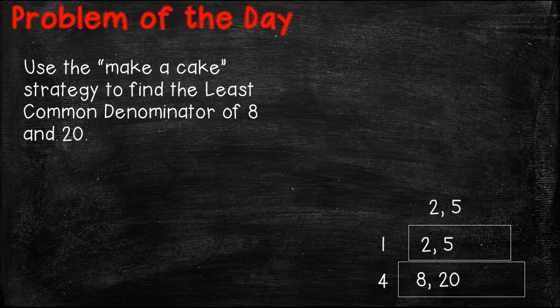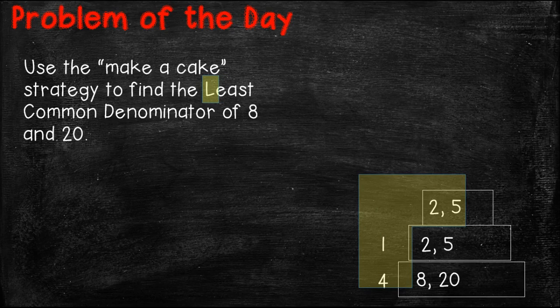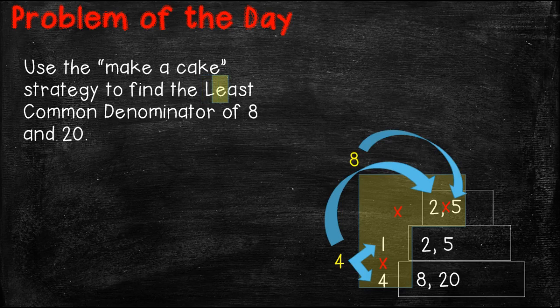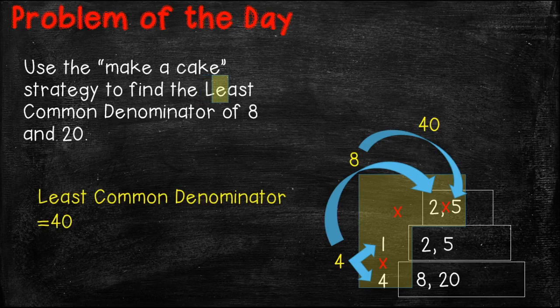So just like yesterday, because we're looking for the least common denominator, we are going to look at that L, and we are going to make an L. And what do we do for all of the numbers that are in the L? Remember, it's kind of a sideways L. We multiply them. So 4 times 1 is 4. Then we do 4 times 2 is 8, and then 8 times 5 is 40. So our least common denominator here would be 40.